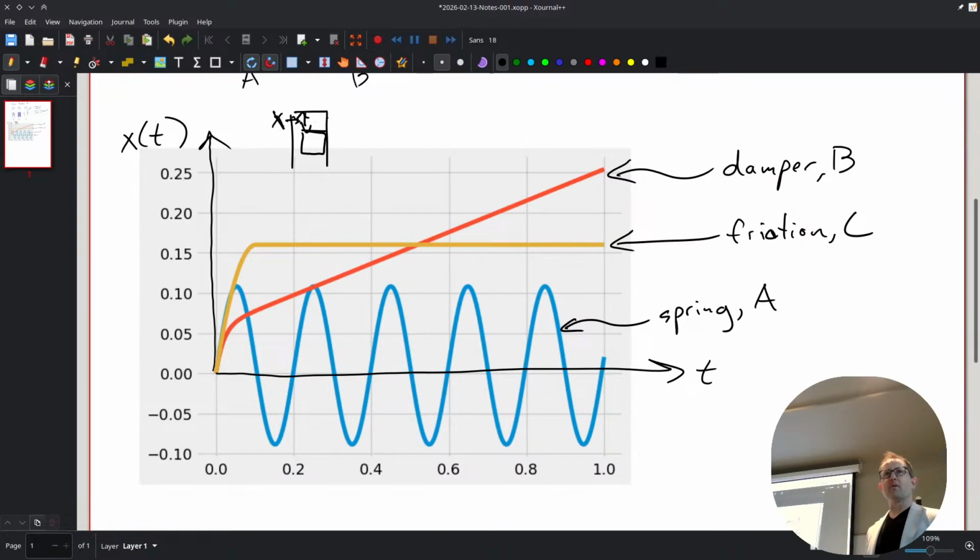Just so we have a reference, more down is a bigger number. So what do you think? We have something here. What do we have to say about it as the engineers? Friction is the only one that actually stops. The only one that actually stops it is friction.